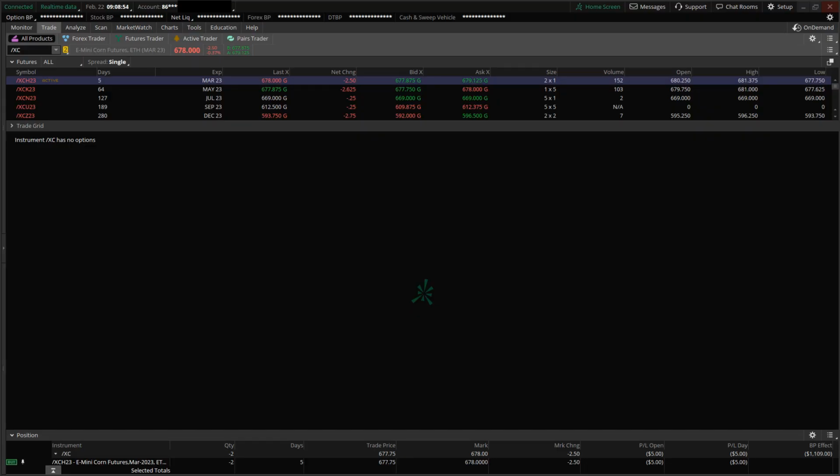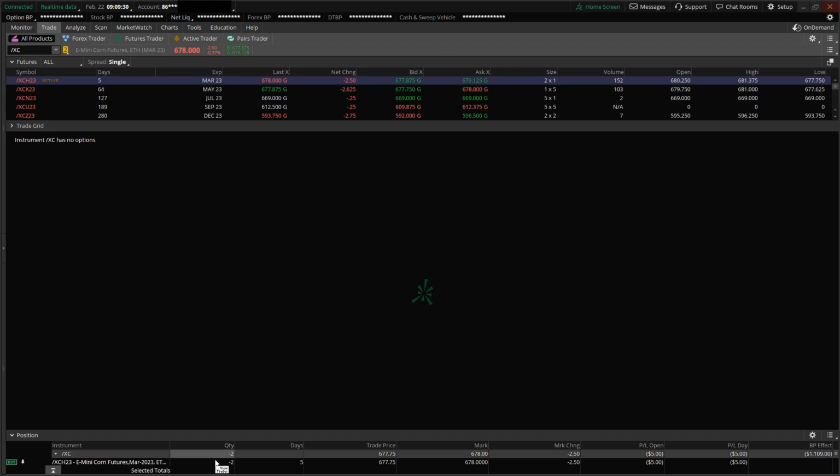Today is Wednesday, February 22nd, and it's 9:08 a.m. Eastern Time. The stock market will be opening in about 21 minutes, but this is a trade review regarding the E-mini corn March 2023 futures contract. As of the time of this recording, the futures contract is currently quoted at 678, and the current contract symbol is /XCH23. This contract will be expiring in 5 days, and then the May contracts will come in.